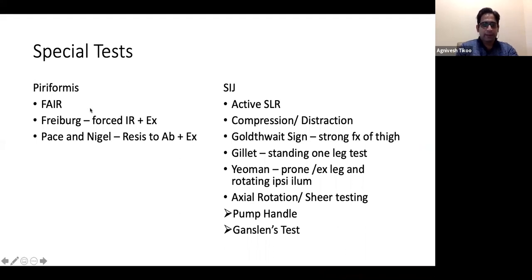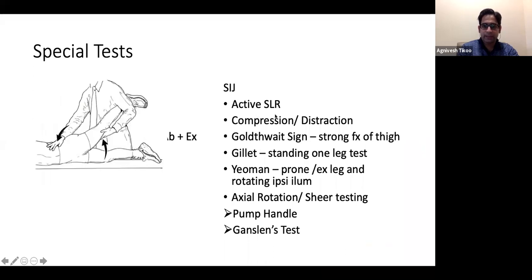There are other special tests for piriformis and other syndromes which you don't need to know for exam purposes. But sacroiliac joint examination you need to understand very clearly. There are certain tests. One is the active SLR, which again is for sacroiliac pain. Then second is the pelvic compression and distraction test.